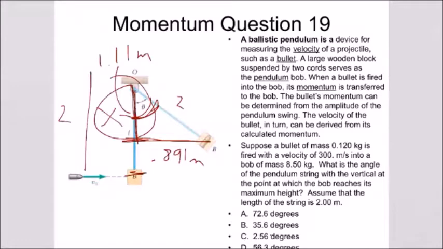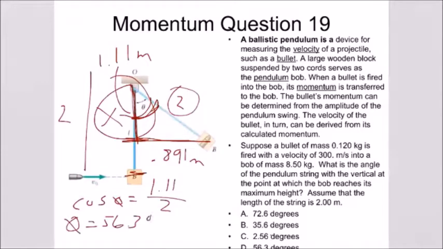So now we can use that and do a triangle essentially to figure out the angle. So we're going to say cosine of our angle theta, that's equal to the adjacent side of our triangle, which is x, 1.11, over the hypotenuse, which is 2. We'll divide 1.11 by 2. We'll take the inverse cosine, and we'll end up with an angle theta of about 56.3 degrees. So answer D is the correct answer on this one.